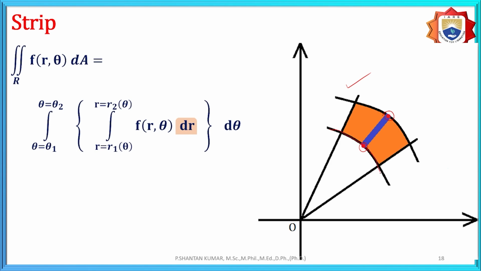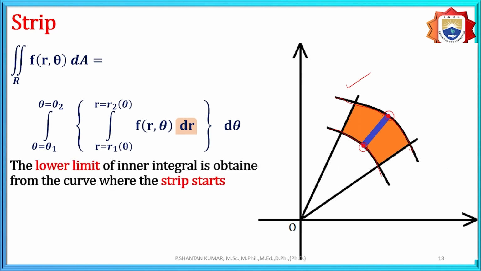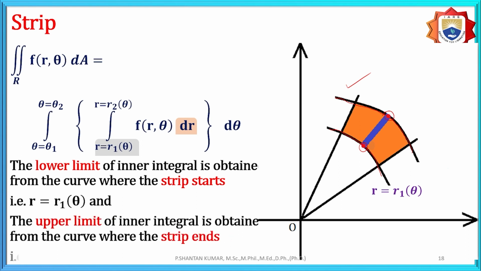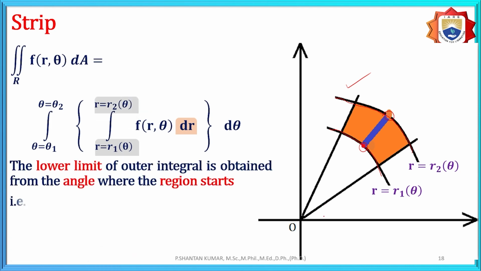The inner strip is according to the inner part, and the outer part is according to this condition. That means we need to identify the inner strip as r1, the first curve, and r2 as the second curve, that is the outer curve. Next, we need to identify the theta limits. The theta limits are the angles in between r1 and r2. The inner angle, while observing here, is clearly the first one, that is theta equal to theta 1.